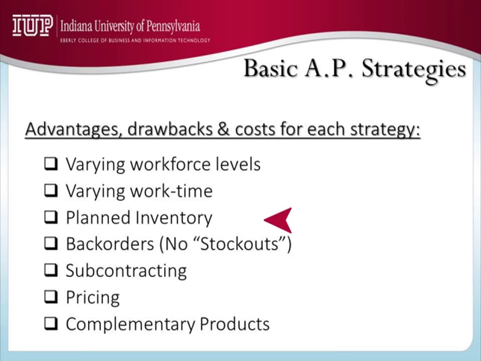Planned inventory. This is the safest when it comes to the employees. A good strategy. Keep inventory just in case the demand goes up or just in case the production is not what it was planned. It became you produced less or your supplier shipped less than what you wanted. So you have this inventory.